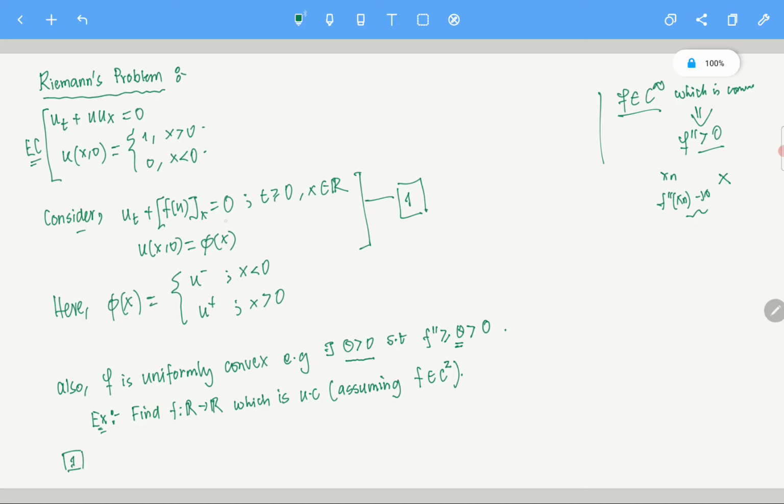So basically the equation, along with this data, where the data is piecewise constant data. We have looked at two different problems with piecewise constant data. So if the data is piecewise constant and f is given to be uniformly convex, in that case one is called the Riemann problem. Is it fine? It's called the Riemann problem.